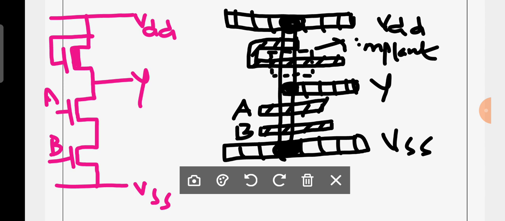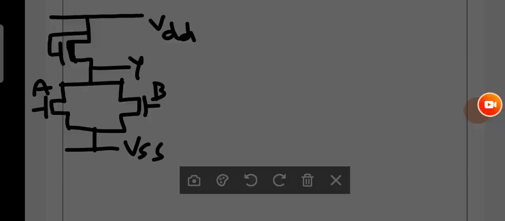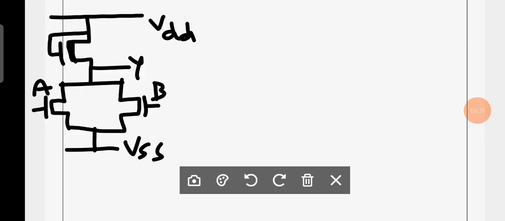Now shall we see some other? Okay, you may observe very clearly. Shall we see some other? Now you are going to observe the 2 input NOR gate. It is a 2 input NOR gate. Okay, 2 input NOR gate.